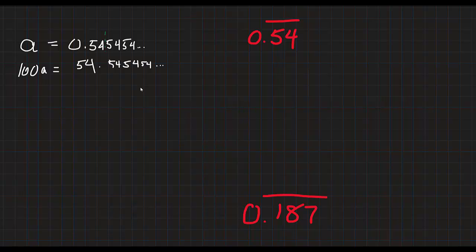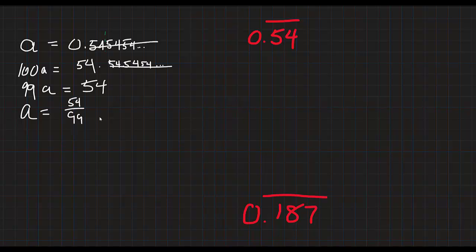Now we're going to subtract 1a from both sides. On the left side we have 99a, and on the right side we have 54.545454 minus 0.545454. These two parts cancel out, and we just have 54. Now we solve for a. A is equal to 54 over 99, and we can simplify this because there's a 9 on both sides, and that's equal to 6 over 11.